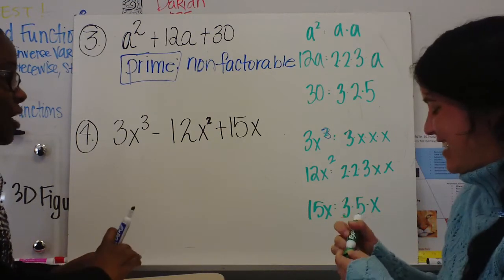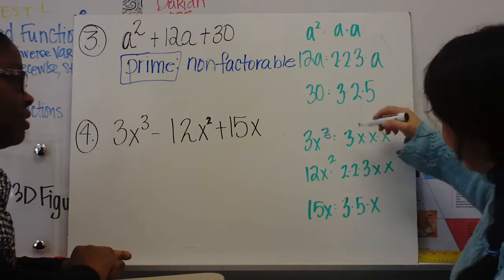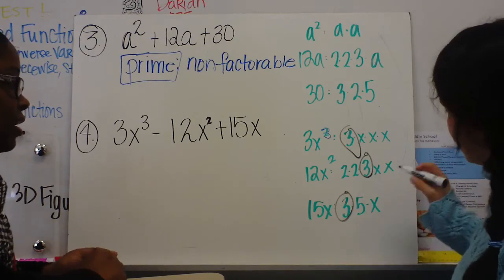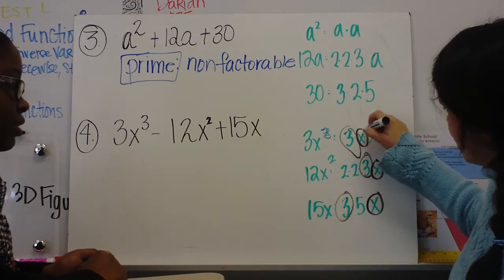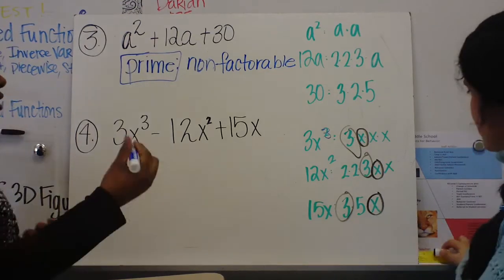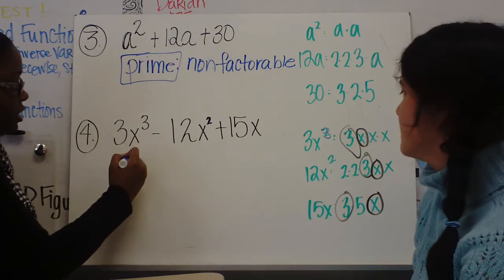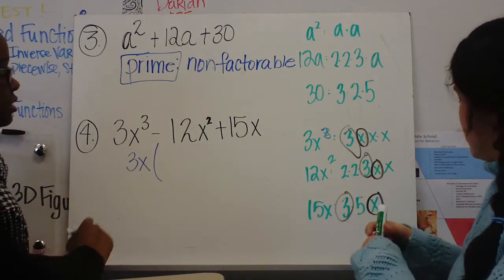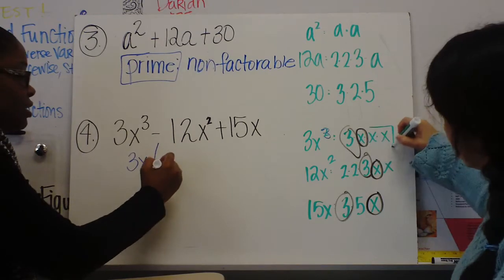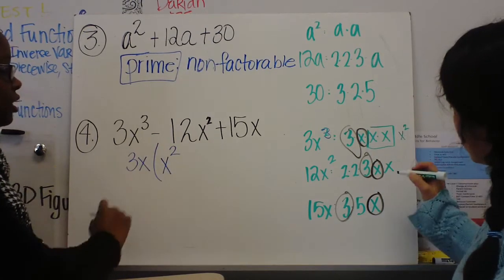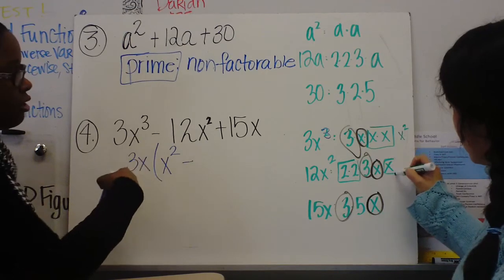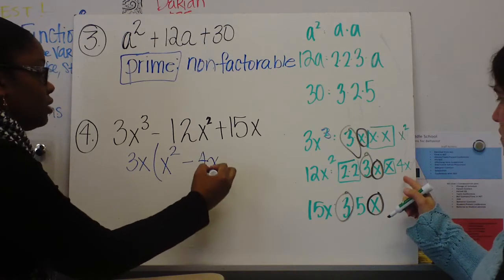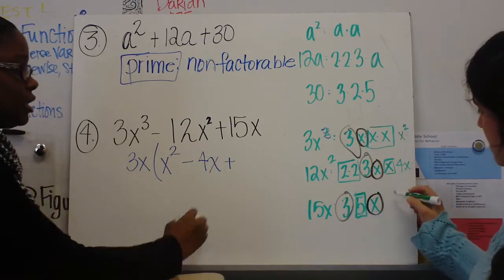Alright, so let's see if we have numbers in common for all three. I see the number 3 in all three, and then an X in all three, and I think that's it. So that means 3 times X is our GCF, so we pull that out. That's 3X. And we write down what remains. For the first term, we have X times X, which is X squared. For the middle term, put the sign that was there originally. You have 2 times 2, which is 4, and an X. And for the last term, we just have 5.